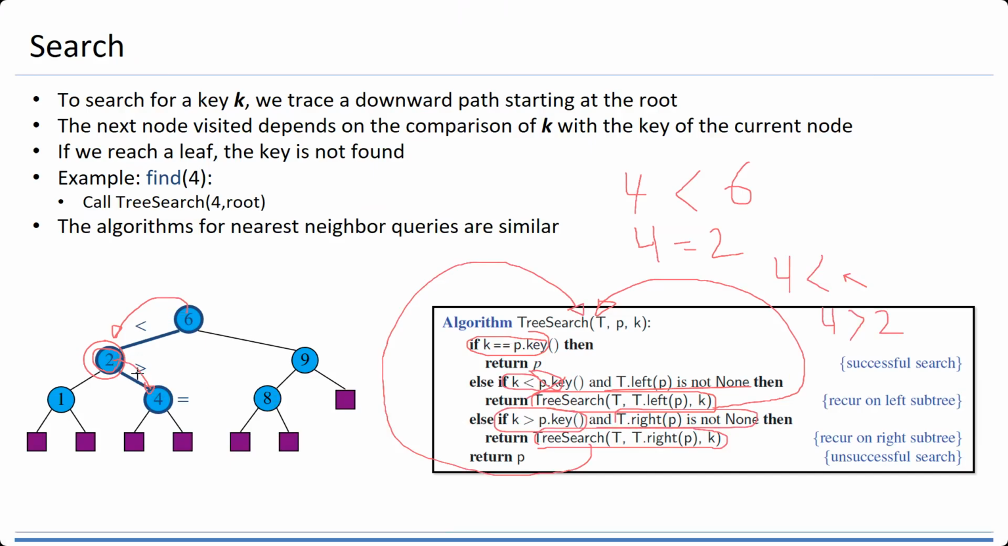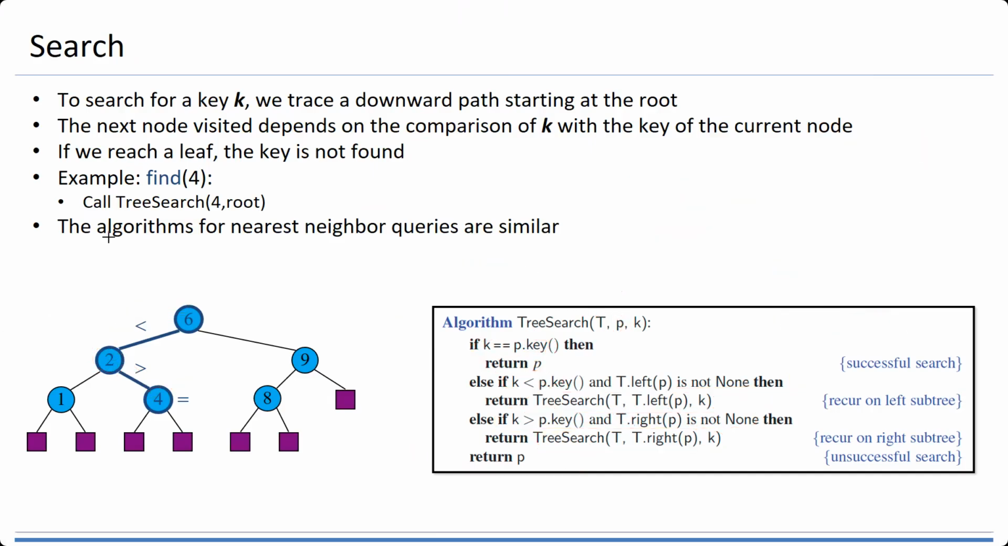And then now we go to this section. Now let's check: 4 is equal to 4? Yes, because 4 equals 4, then return P. So we return what we already looked at, this internal node. The algorithm for nearest neighbor queries is similar. We want to find what is the nearest to the key.